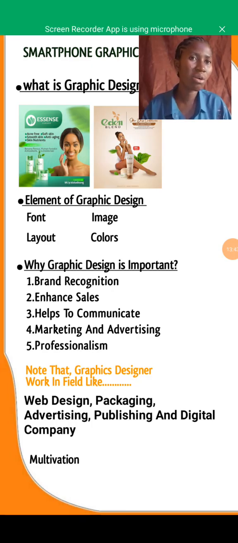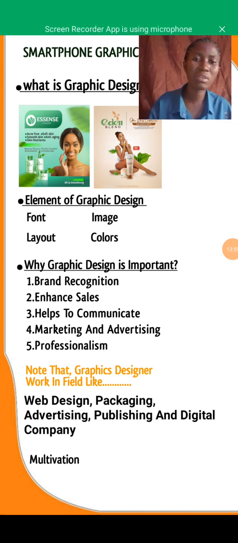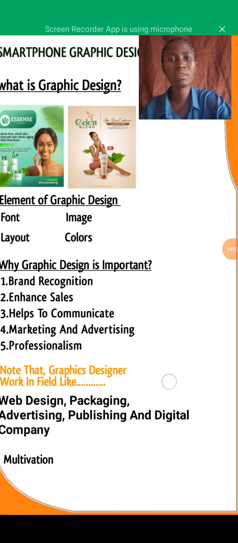All these things are the reason why graphic design is important: brand recognition, it enhances sales, it helps to communicate, marketing and advertising, and professionalism. You can see they are very important. And note that graphic designers work in fields like web design, packaging, advertising, and publishing. They also work in digital companies.